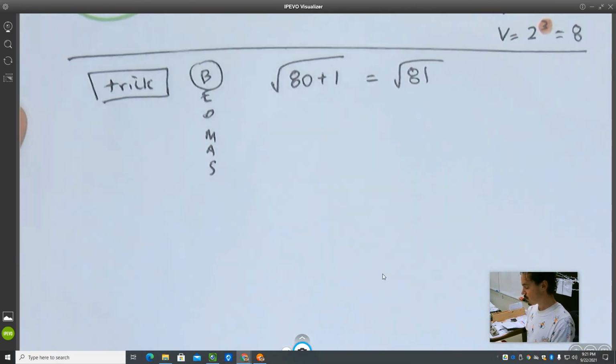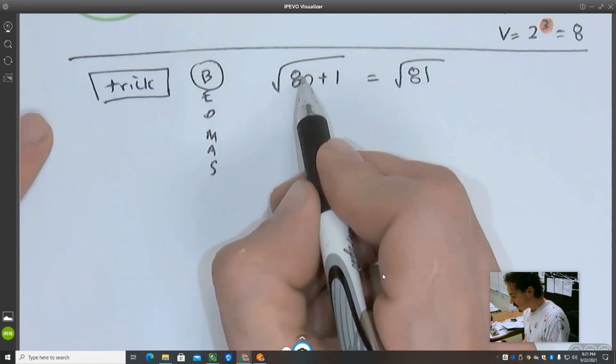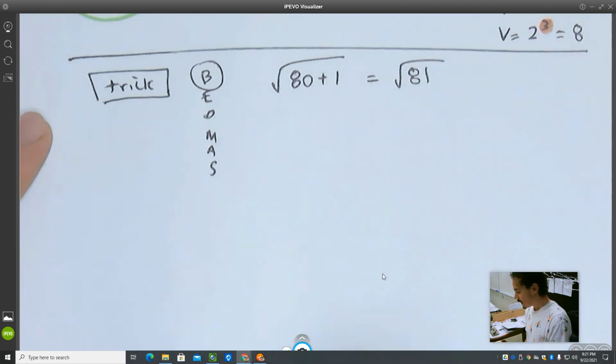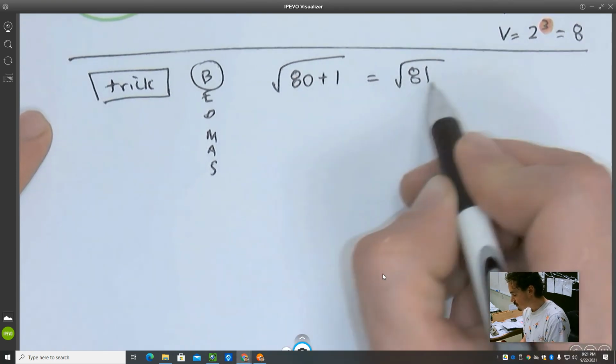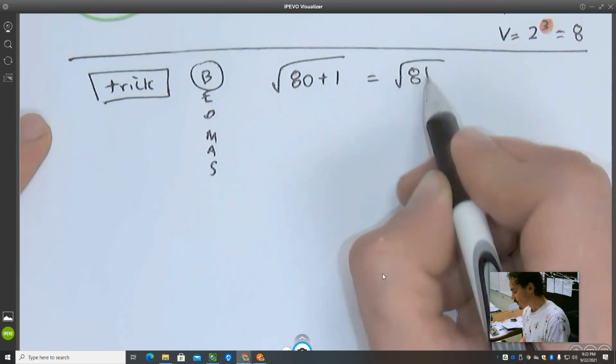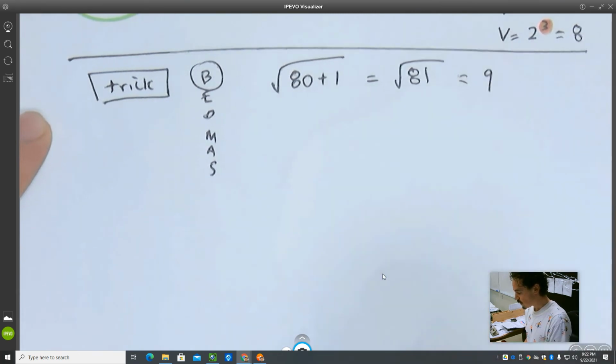Then I would solve the square root. Don't solve the square root of 80 plus the square root of 1. It's not going to work. What you have to do is add these together first and then take the square root of whatever that number is. And we know the square root of 81 is 9.